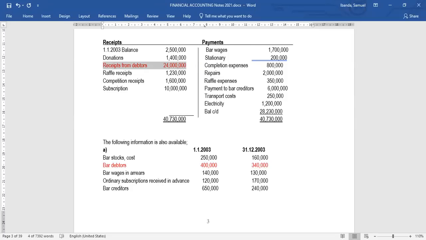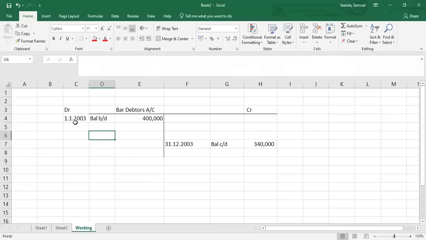Now, how I record my receipts from debtors, remember, in the receipts and payments account, they have been debited because this receipts and payments account is like a cash account, okay? They have been debited because money is coming in. Now, debtors, if at all we are getting payments from debtors, it means that the debtors account is reducing, okay? And remember what we said when assets are reducing? We said that when assets are reducing, we credit them.